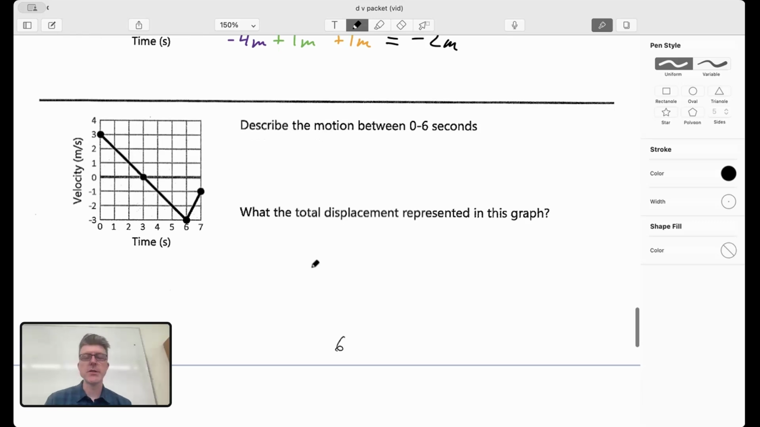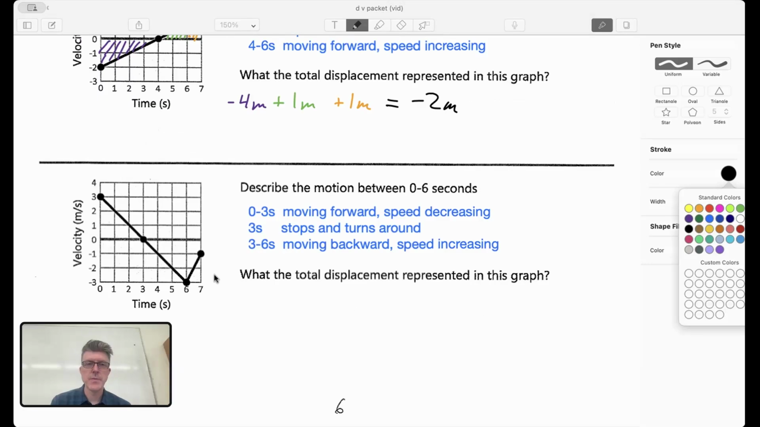Describe the motion between 0 and 6 seconds. All right, here we go. I guess you guys are probably really good at this by now. Pause the video now. See if you can do it. Okay, now we'll do the displacement. Here we go. Positive. I'll use orange, I guess. Oops, come on. There.